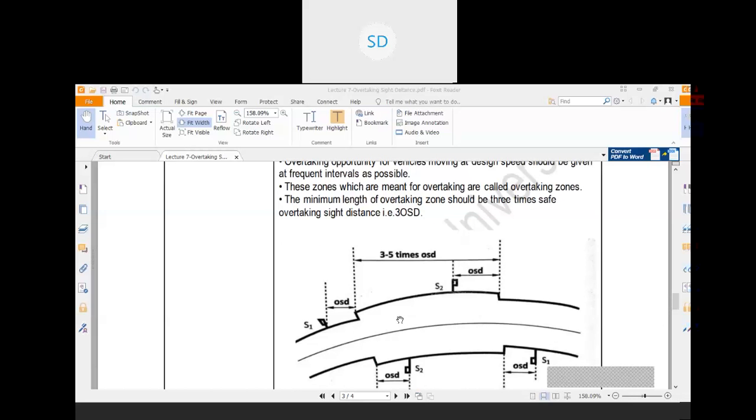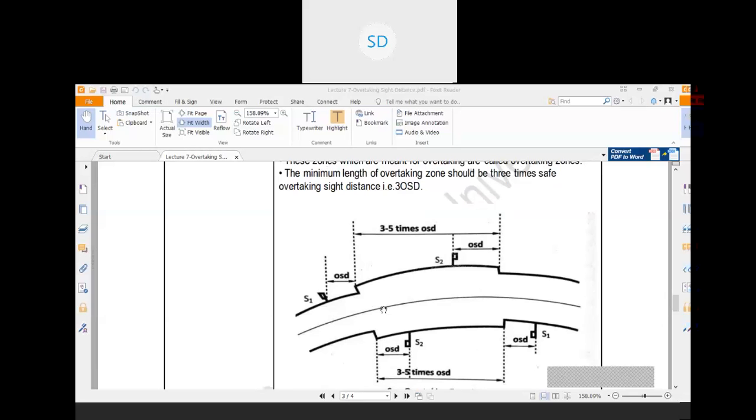So for the overtaking zone, the minimum length is generally 3 times the overtaking sight distance, and the desirable length is 5 times the OSD, or overtaking sight distance. So for this overtaking zone design, first you need to calculate the overtaking sight distance. After that, you need to allocate this. For the minimum, it should be 3 times the overtaking sight distance you have calculated, or for the desirable, 5 times that distance.